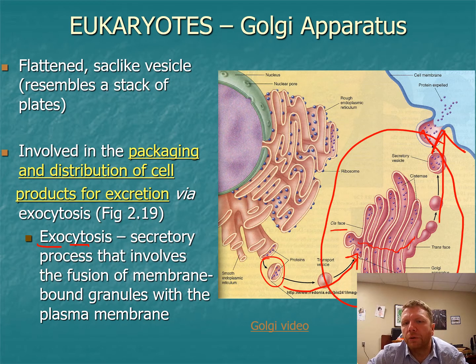One of the important things about proteins or molecules that are exocytosed is that they don't ever really see the cytosol, because they are constantly kept within a secretory vesicle or a transport vesicle. So there you go.